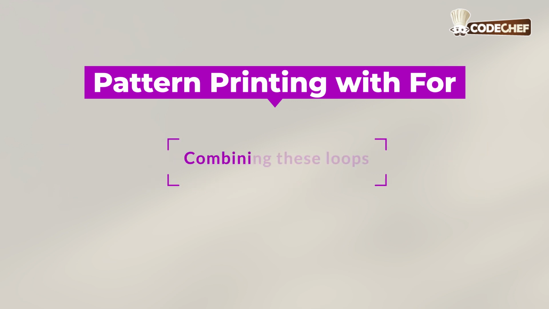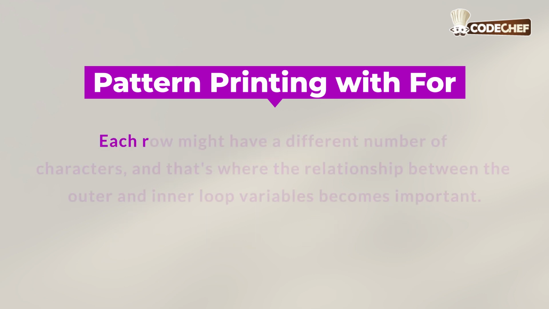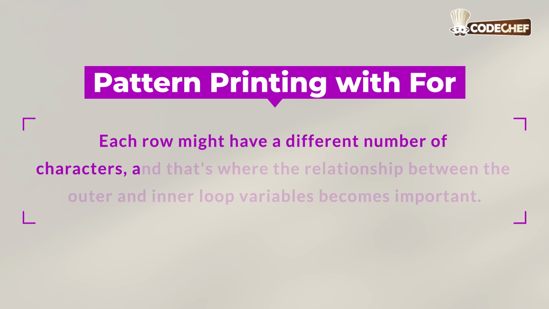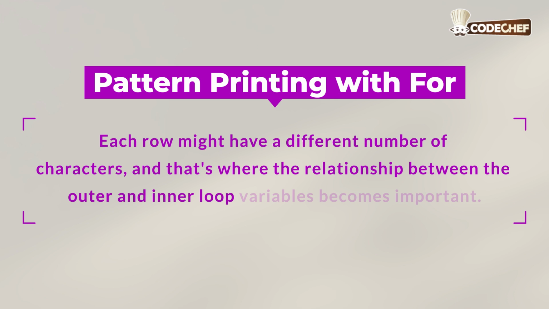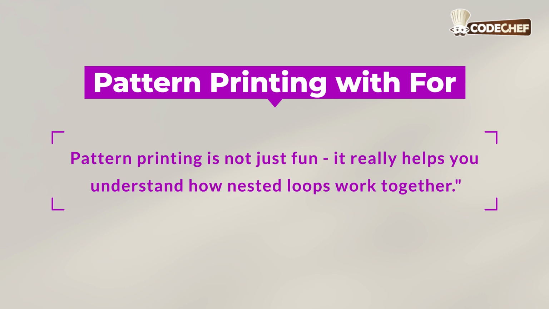By cleverly combining these loops, we can print triangles, squares, pyramids, diamonds, and countless other patterns. Each row might have a different number of characters, and that's where the relationship between the outer and the inner loop variables becomes important. Pattern printing is not just fun, it really helps you understand how nested loops work together.